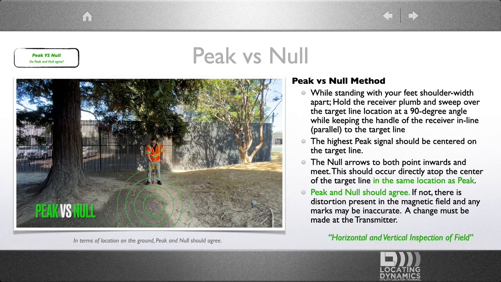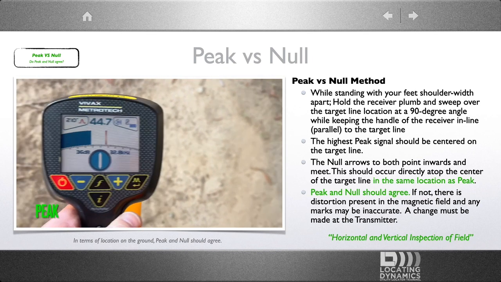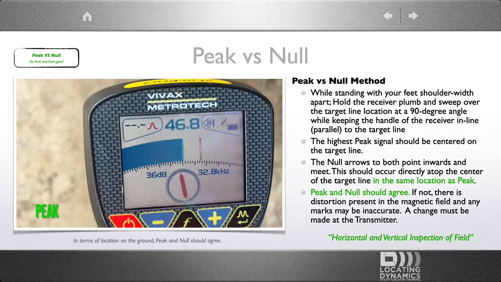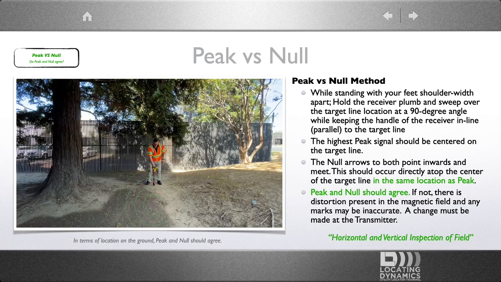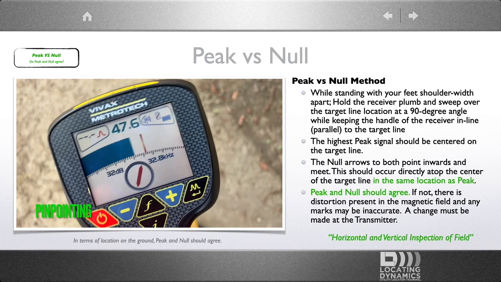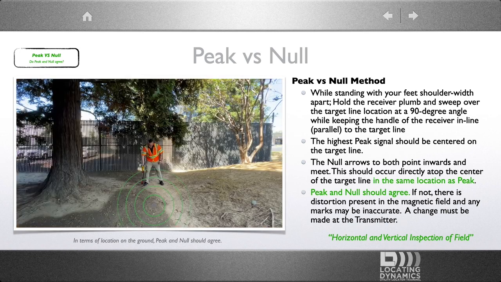In terms of location on the ground, peak and null should agree. This indicates the peak is accurate. While standing with your feet shoulder width apart, hold the receiver plumb and sweep over the target line location at a 90-degree angle while keeping the handle of the receiver in line with the target line. The highest peak signal should be centered on the target line. The null arrows should both point inwards and meet. This should occur directly atop the center of the target line in the same location as the highest peak signal.